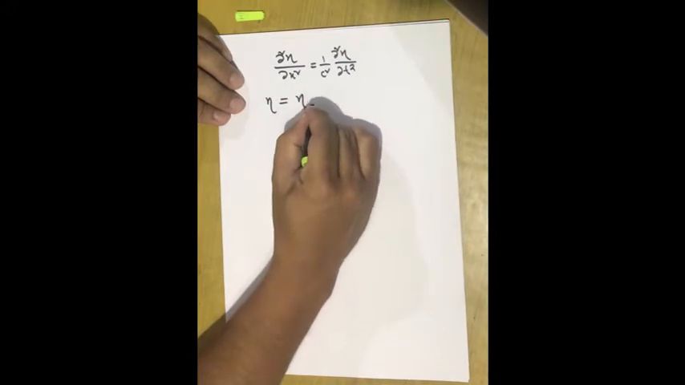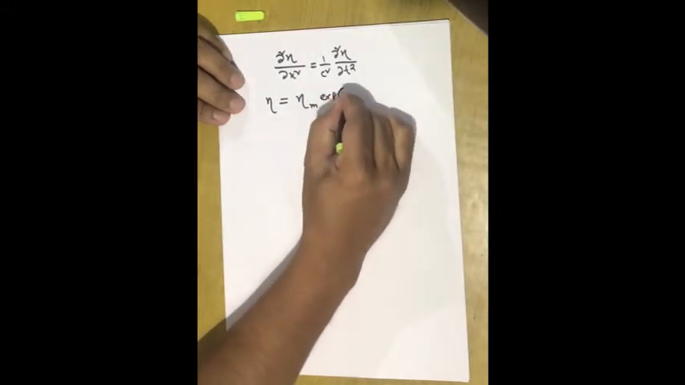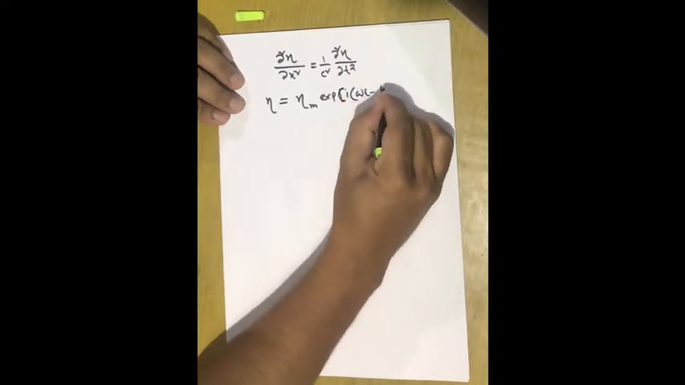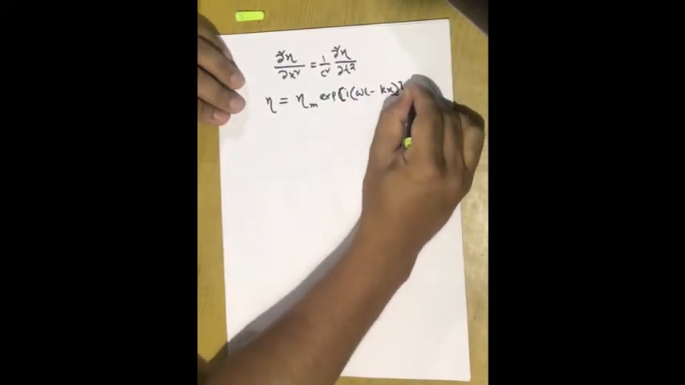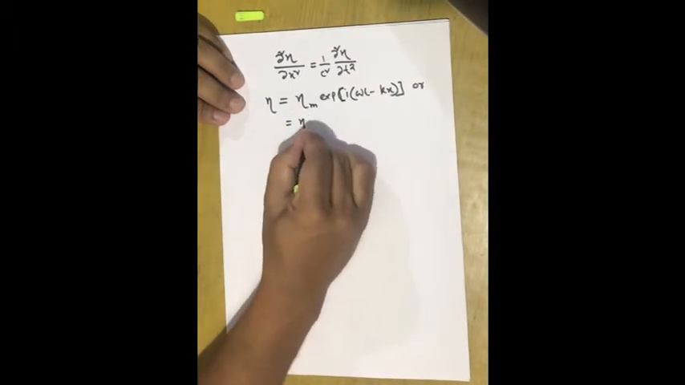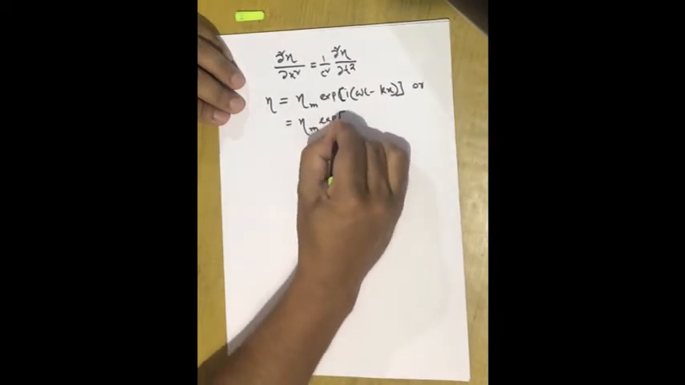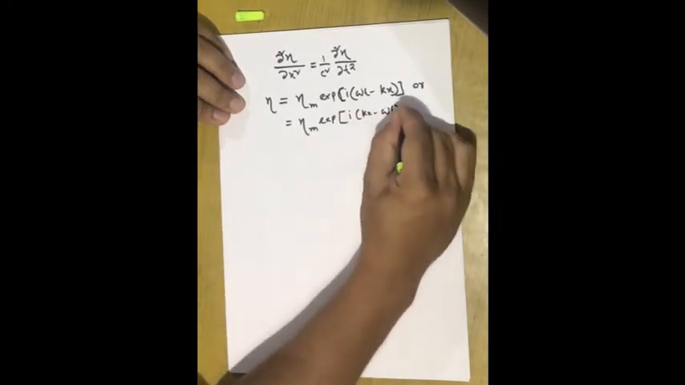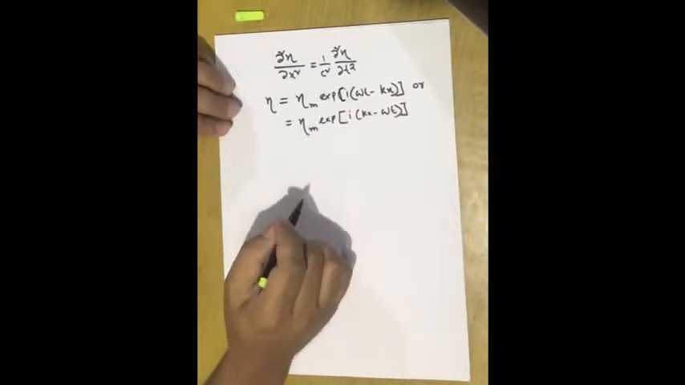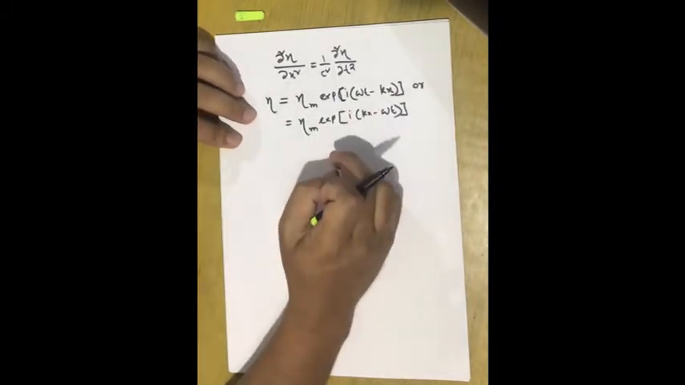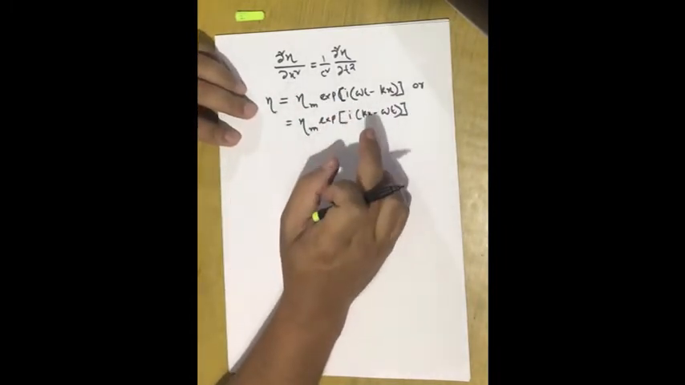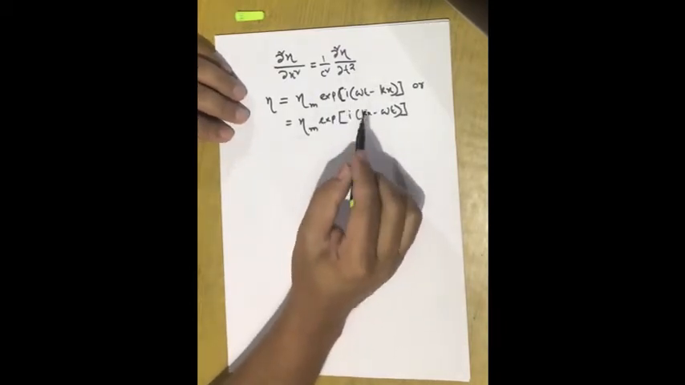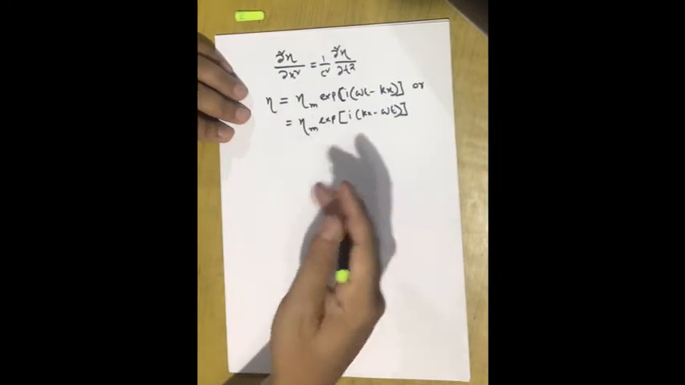eta is equal to eta m exponential i omega t minus kx, or even one can write eta m exponential i kx minus omega t. Okay? You can use both the notations. If you take the real part of this expression, then you will get the familiar eta m cos omega t minus kx, or kx minus omega t.